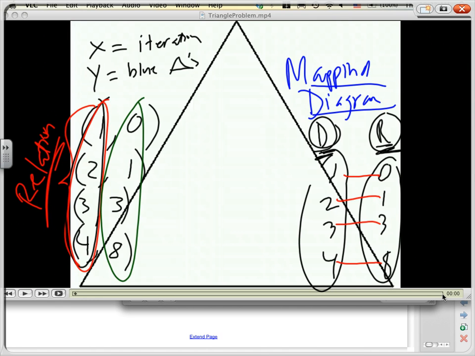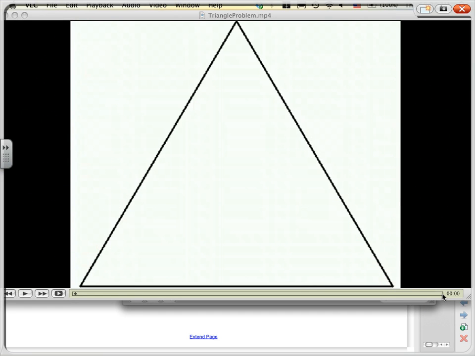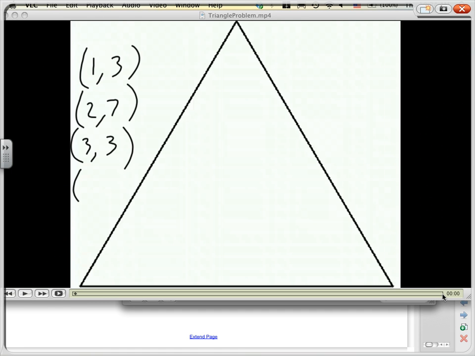Now here's another variation to the mapping diagram, and I need you to understand what's happening in this part. So watch this. Let me clear this up for a bit. Let's say I give you this set of data points: 1, 3; 2, 7; 3, 3; 5, 7. This is my relation. I don't know what it's describing, but I'm just calling it a relation because that's my set of data points. I want to put this into a mapping diagram.